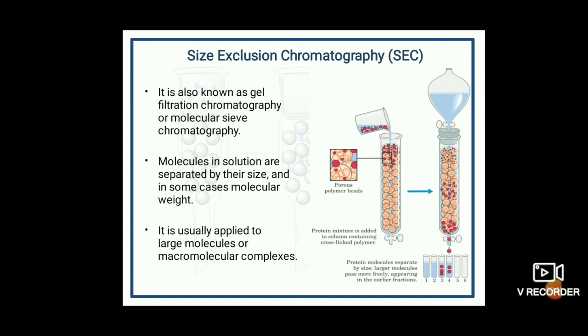Size exclusion chromatography is also known as gel filtration chromatography or molecule sieve chromatography. It is a chromatographic method in which molecules in solution are separated based on their size. It is usually applied to larger molecules or macromolecular complexes. Larger molecules cannot or can only partially penetrate the pores, whereas smaller molecules can access most or all pores. Thus, larger molecules elute first and smaller molecules elute later.